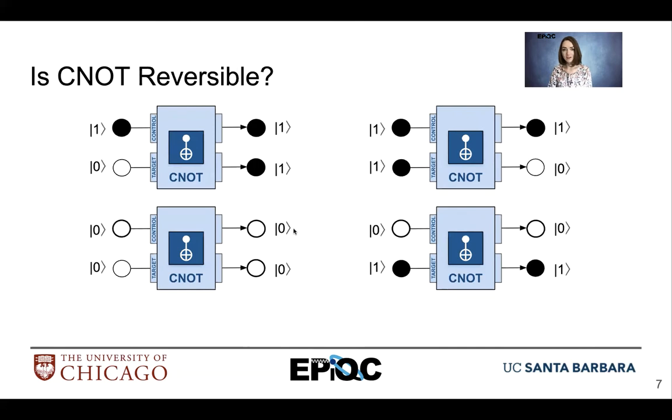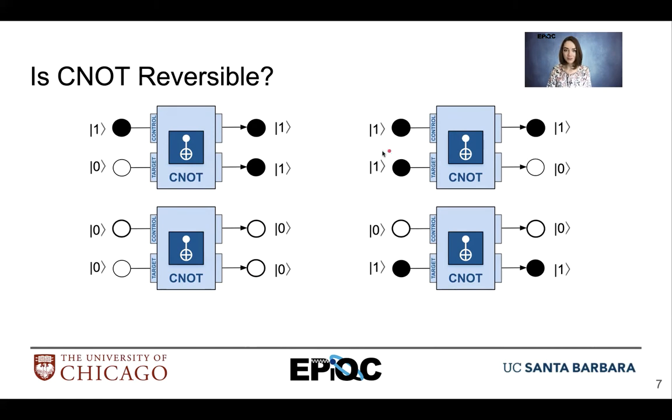So let's check out CNOT. Is CNOT reversible? Here we have all the input combinations for 2 qubits: 1 0, 1 1, 0 0, 0 1. And we can see that we get our outputs that are determined by our transformation matrix. If our control has a ket 1 value, we flip the value, or NOT the value, of the target. So we see that happening in these 2 cases.